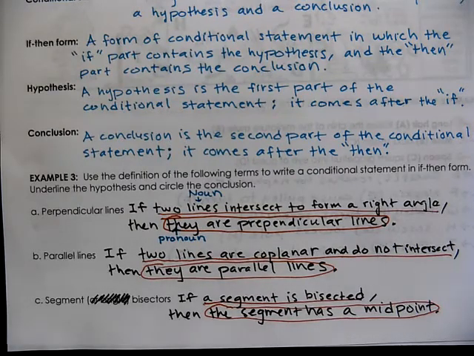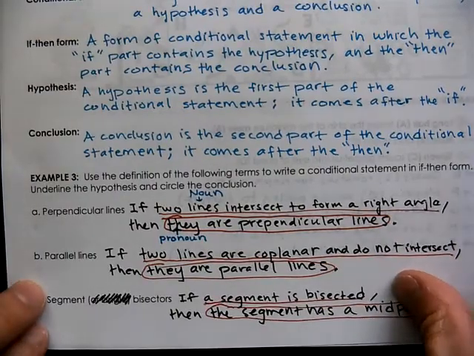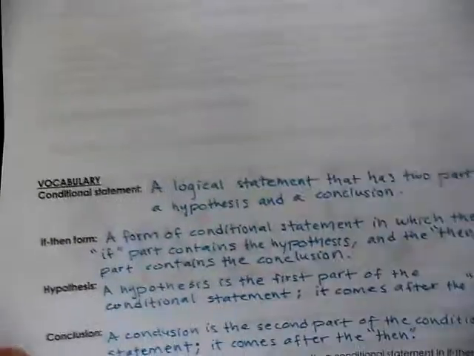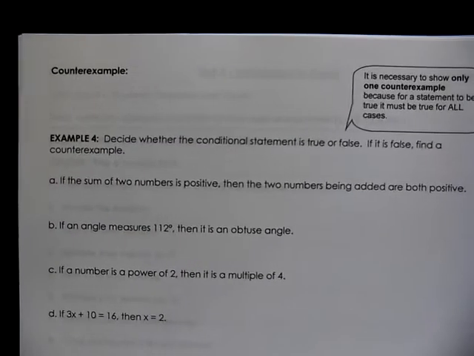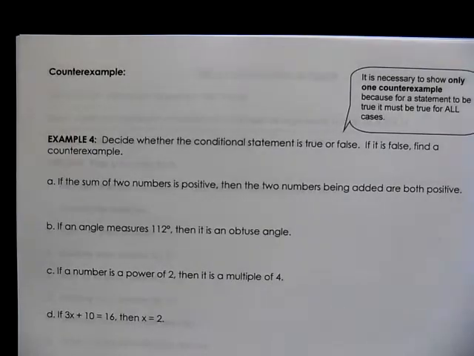Alright, so there are some examples of conditional statements in this if-then form with identifying the hypothesis and the conclusion. There are some more statements that we have to write, and that's on the next page. So if you'll take a look at the top of the next page, we have one more vocabulary word right up here at the top, which is counterexample.